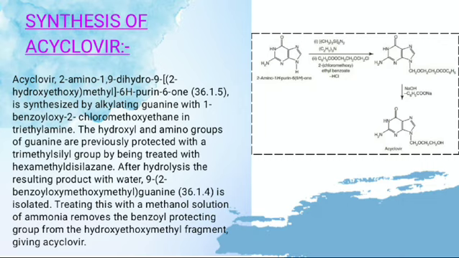After hydrolysis with water, the resulting product, 9-(2-benzoyloxyethoxymethyl)guanine, is isolated. Treating with a methanol solution of ammonia removes the benzoyl protecting group from the hydroxyethoxymethyl fragment, giving acyclovir.